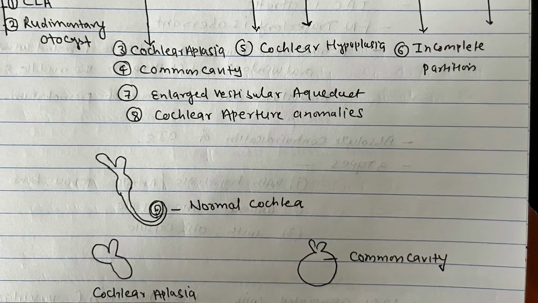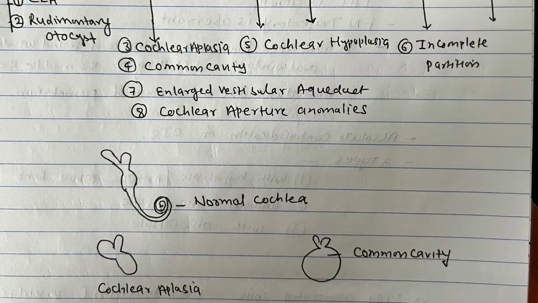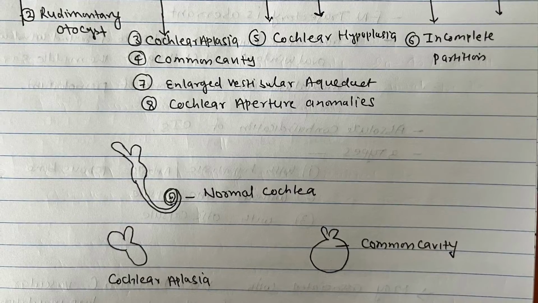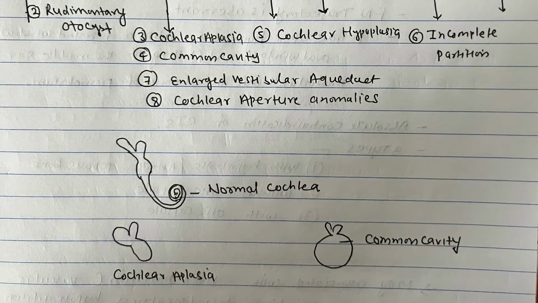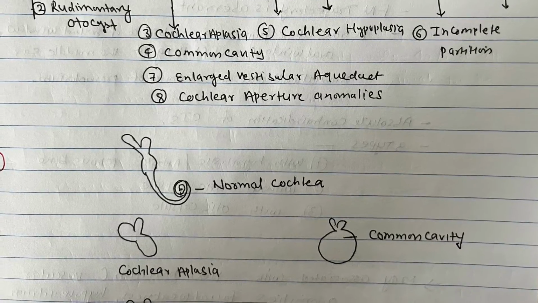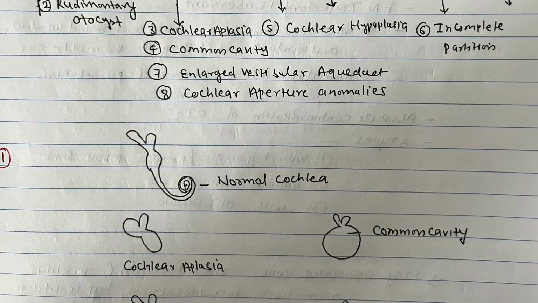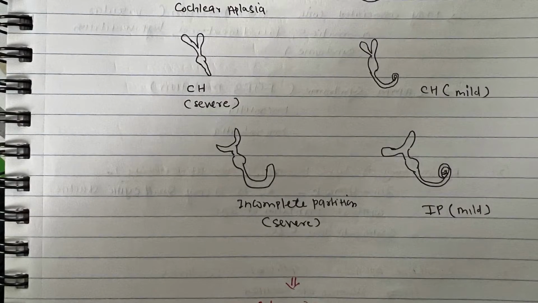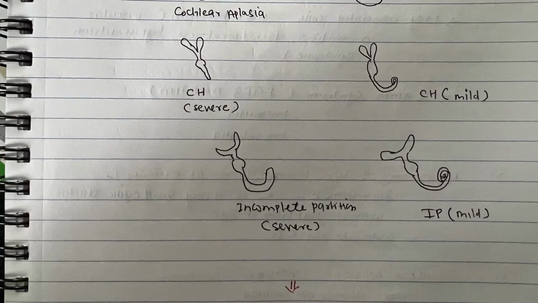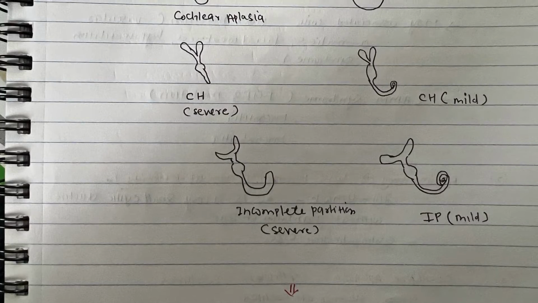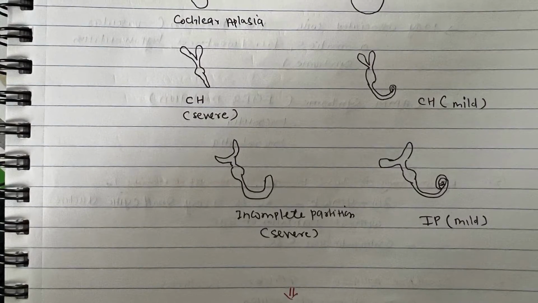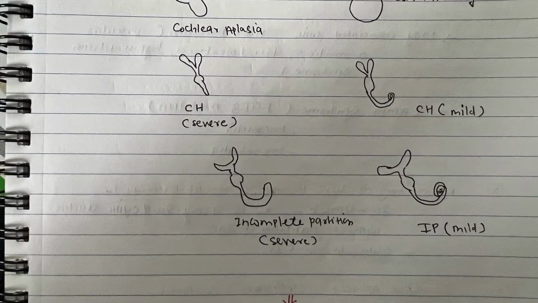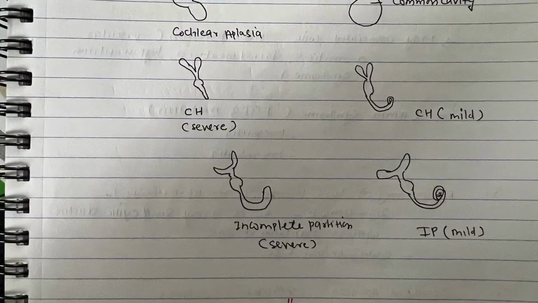You can see cochlear development in this phase, 3rd to 8th week is completed. You can see normal cochlea, cochlear aplasia, common cavity, cochlear hypoplasia, incomplete partition. Okay, so according to Sennaroglu, this classification has 8 domains. First is complete labyrinthine aplasia, or you can call it Michel deformity.